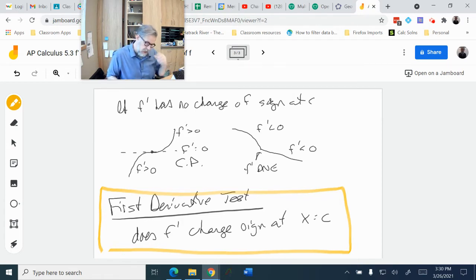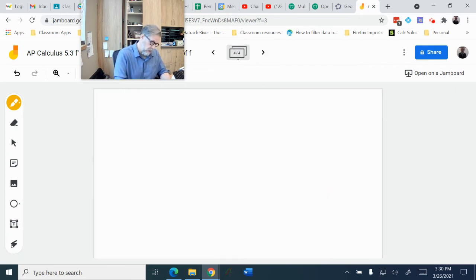So let's talk about endpoints very quickly. How do I know if a function is increasing or decreasing? Oh, excuse me, I take that back. How do I know if an endpoint is a local minimum or a local maximum? Well, let's look at x equals a, a left endpoint.